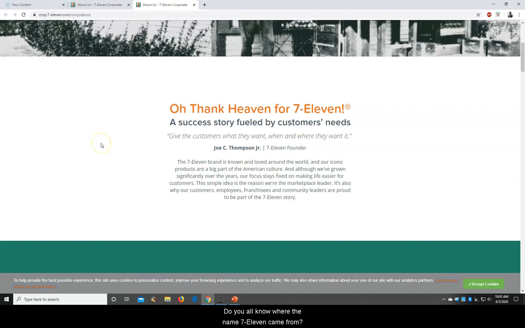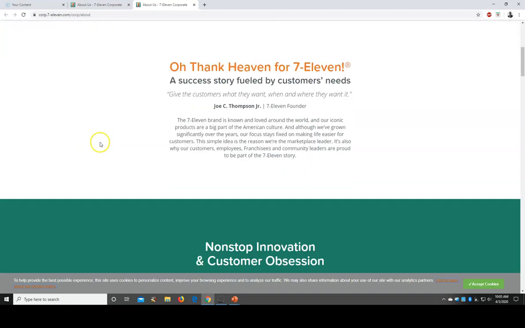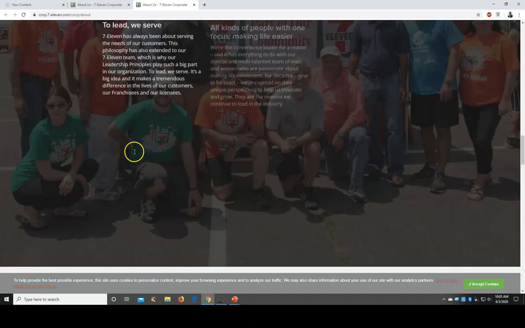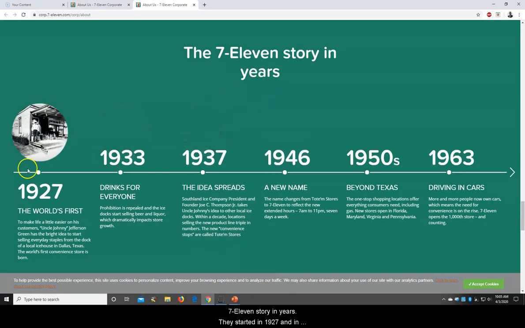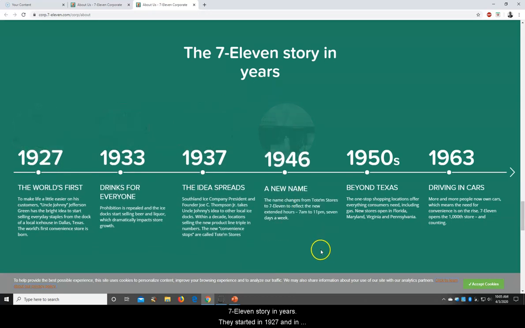Do you all know where the name 7-Eleven came from? Well, if you don't, I'm going to show you. Here's the 7-Eleven story in years. They started in 1927. In 1946, they changed their name to 7-Eleven to reflect the new hours. They were one of the first stores to open 7 a.m. to 11 p.m., 7 days a week, to be open that many hours. Back then, it was pretty unheard of to be open that long. But they wanted to bring convenience to everybody. So that's where the name's from.